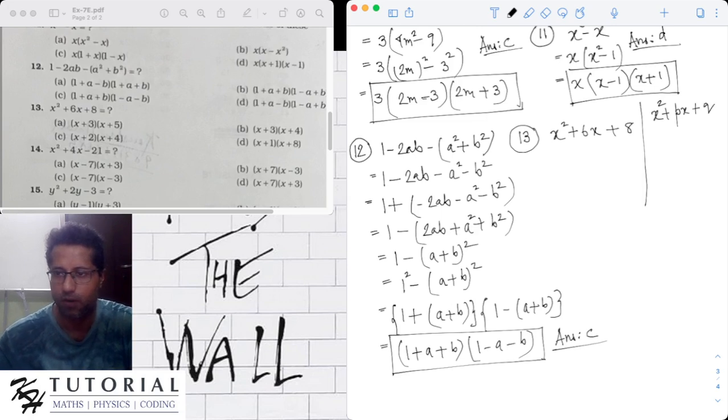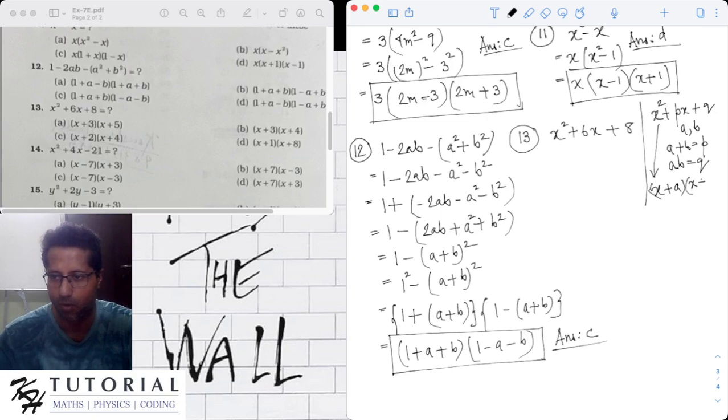We will try to find the numbers a and b such that a plus b is equal to p and ab is equal to q. If we can find such a and b, then we can factorize this as x plus a multiplied by x plus b.